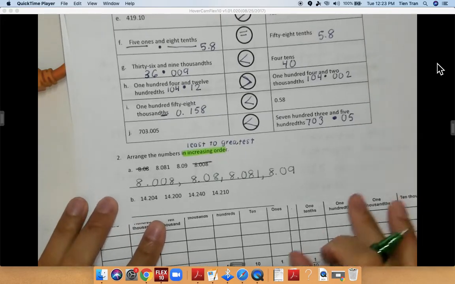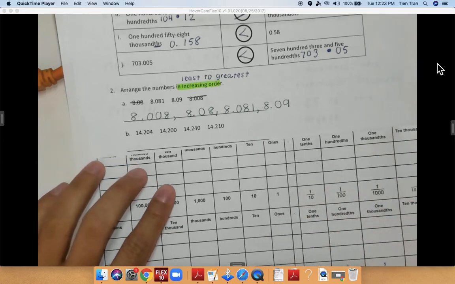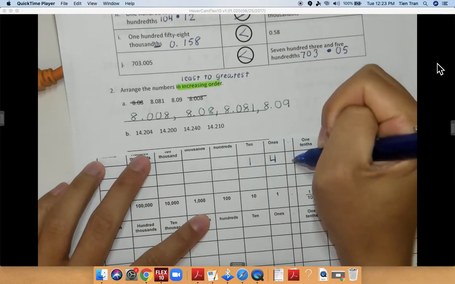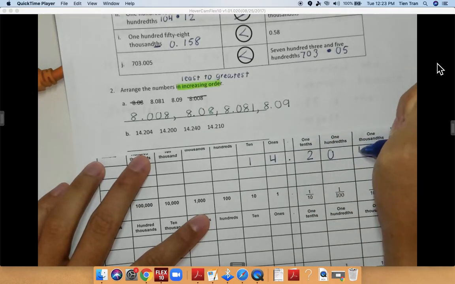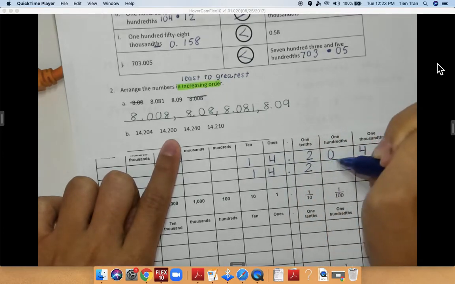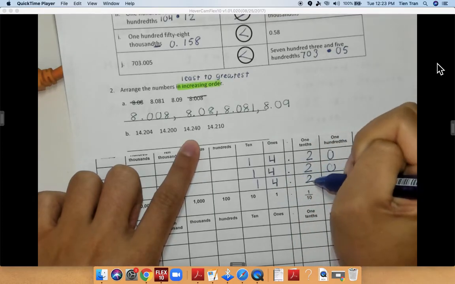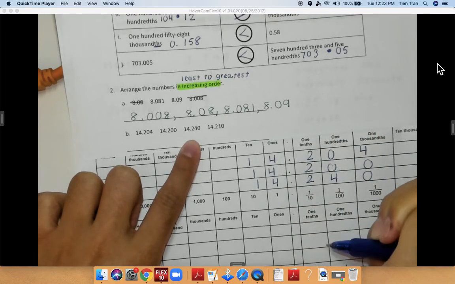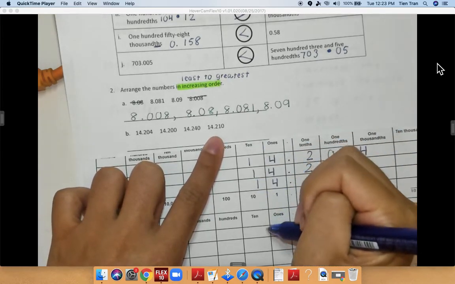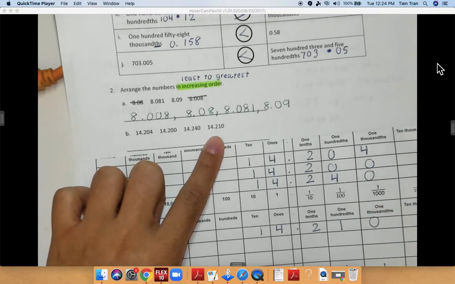Okay, we have all of these digits right here. And again, I'm going to plug it into my place value chart so that it is easier for you guys to see. So right here I have 14.204. And then I have 14.200. And then I have 14.240. And the very last one I have, I'll just put it down here, 14.210. And now I'm going to look at my numbers.